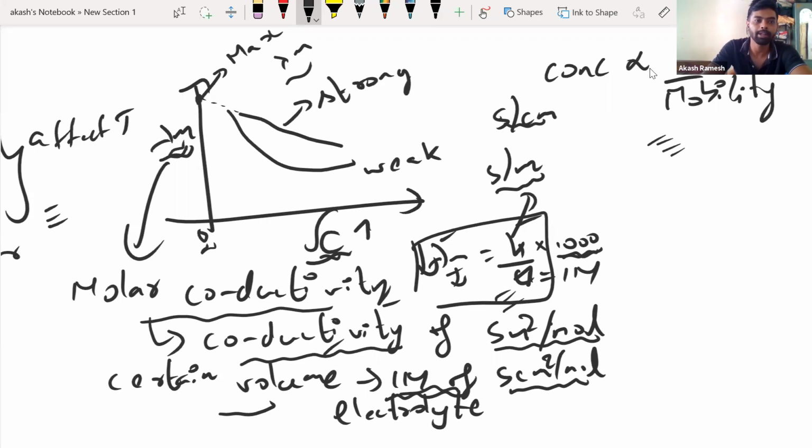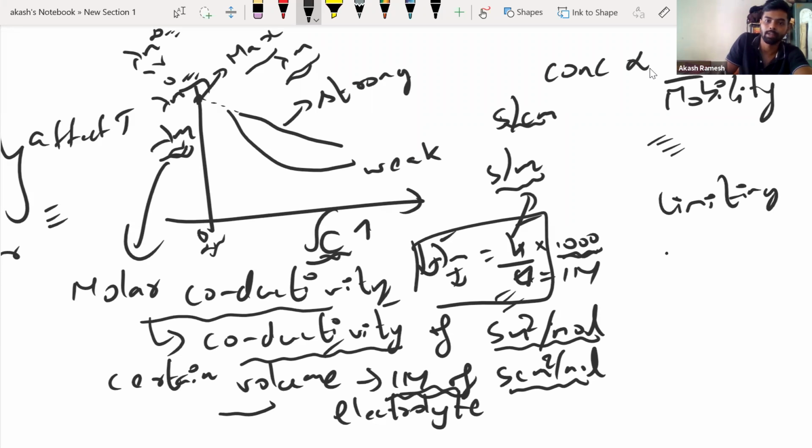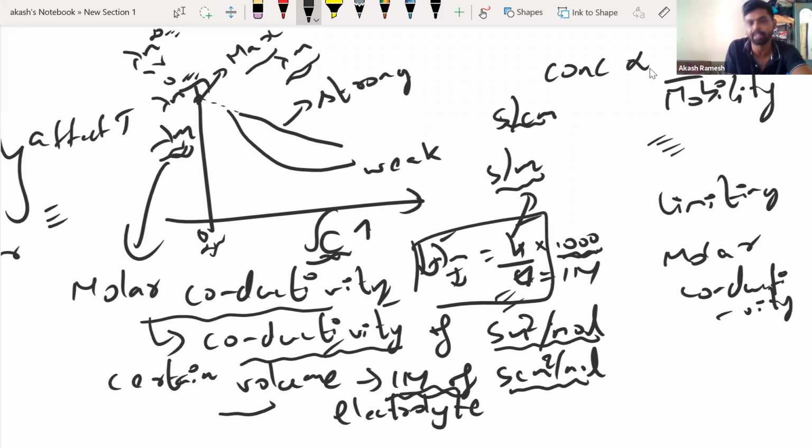So now I'm going to define a new term. This particular lambda m, the maximum value of lambda m at zero concentration, is what is called lambda m naught, or it is also called lambda m infinity. Whether you're talking about zero concentration or infinite dilution, both are the same. This is what is called limiting molar conductivity, which is nothing but the molar conductivity at zero concentration.